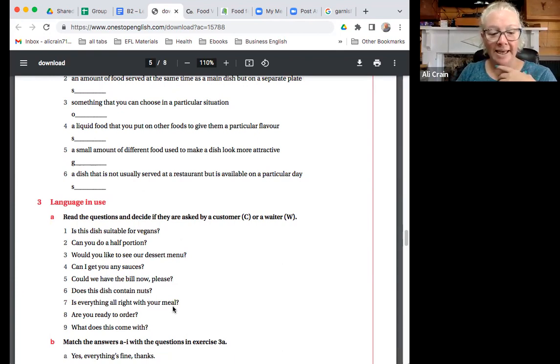The waiter may ask, is everything all right with your meal? Depending on where you are, they may not even say that fully. They'll just be like, everything okay? Or everything, is everything all right? Without asking the full sentence in there. Are you ready to order? And then you can ask, what does this come with?